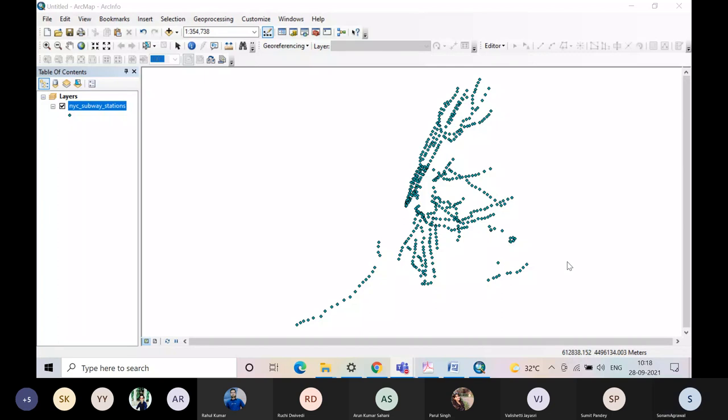Let's start the class again. Right now on the screen, you can see the New York City NYC data. At the bottom right, you can see the coordinate of any point. Suppose I am placing my cursor at one of the subway stations. How many digits are in X and Y before the decimal? There are 6 in X and 7 in Y.